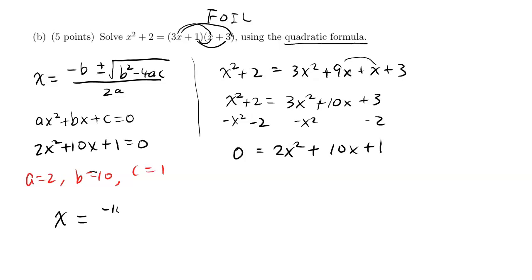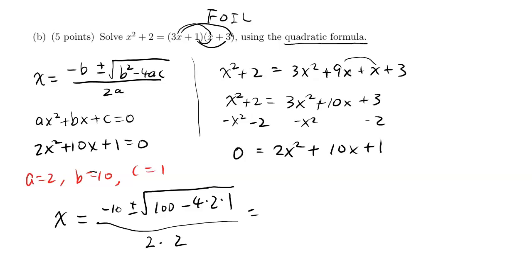x equals negative 10 plus minus square root. 10 squared is 100 minus 4 times a times c, so 4 times 2 times 1, all over twice of a, which is 2. Okay, let's continue. Negative 10 plus minus 100 minus 4 times 2 is 8. 100 minus 8 is 92 over 4.